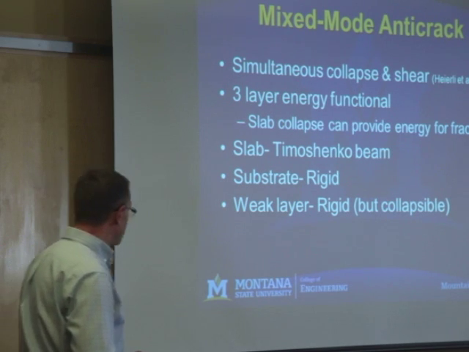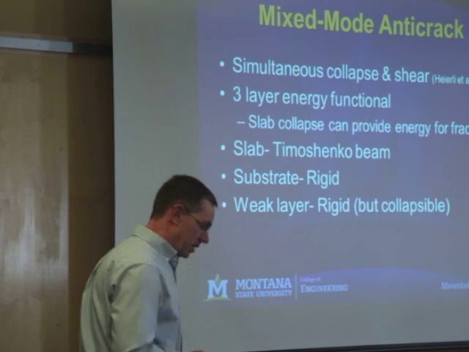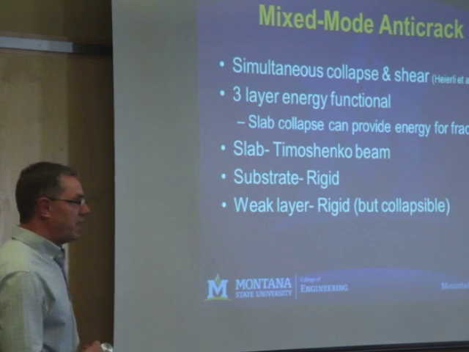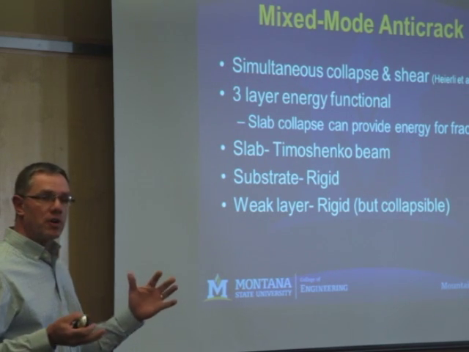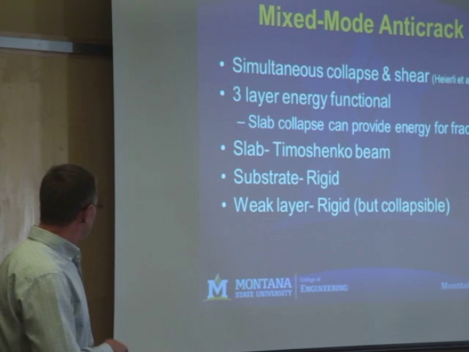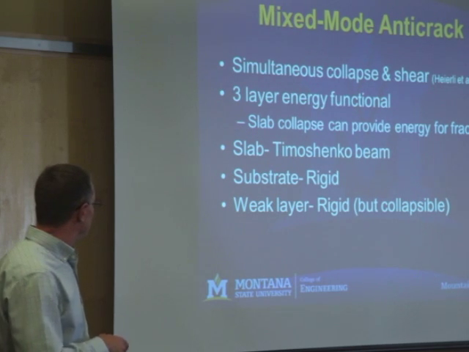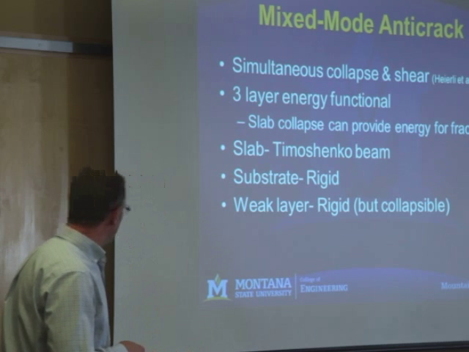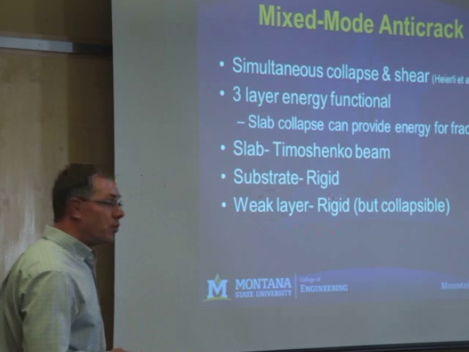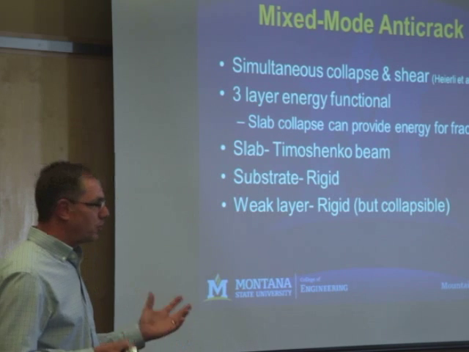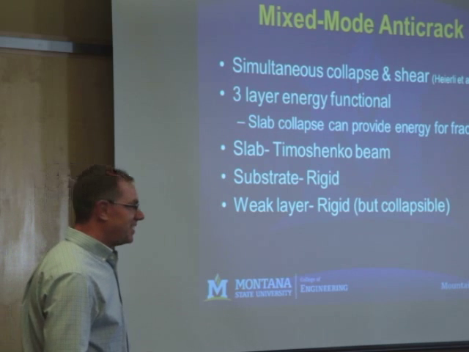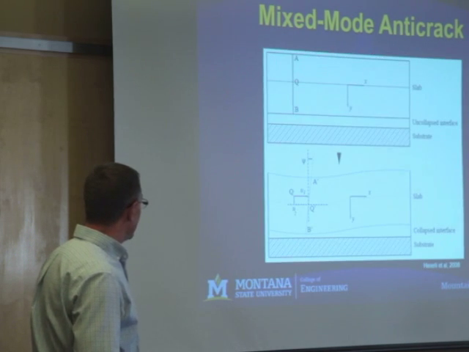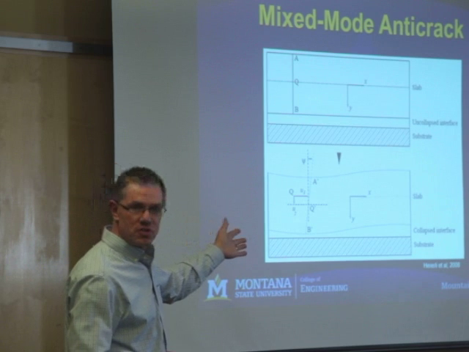Then, of course, about 2008, the anti-crack model came around with Joaquin, where he looked at the role of collapse. He took what's called a Timoshenko beam. It's a type of elastic beam, a way to analyze a beam. And he put that on a rigid substrate and a rigid but collapsible weak layer. That's an interesting thing in his theory that distinguishes it. You've all seen this out of his paper, the role of collapse.